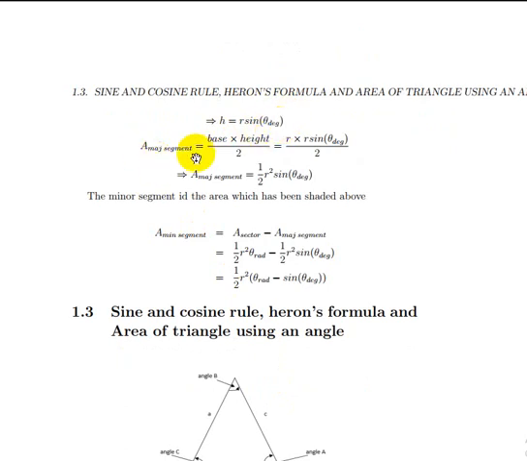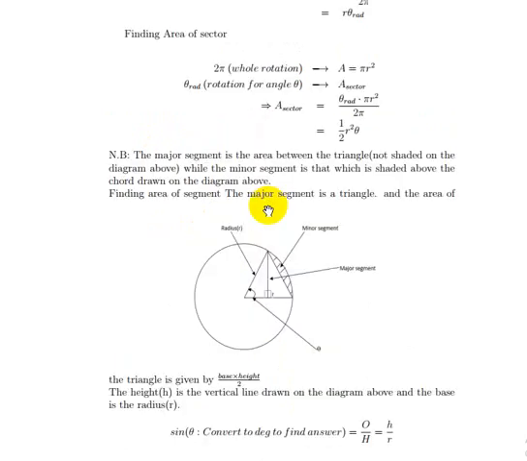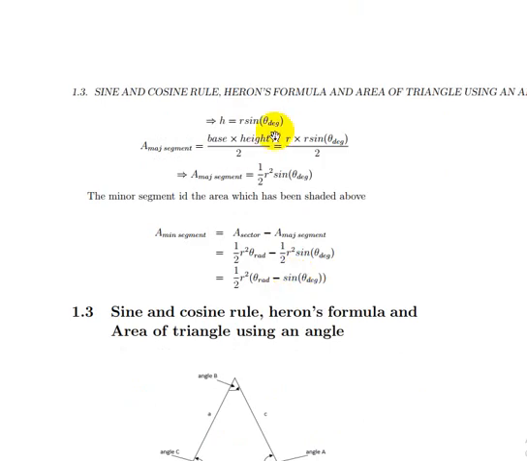So area of major segment now is the base times height all over 2. Now the base here, you can see the base is radius. The height, you've calculated to be h equals r sine theta. So you have r times r sine theta in degrees all over 2. So area of major segment is half r squared sine of theta in degrees.